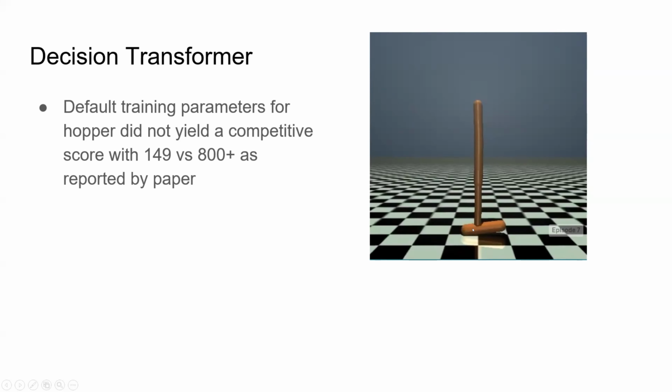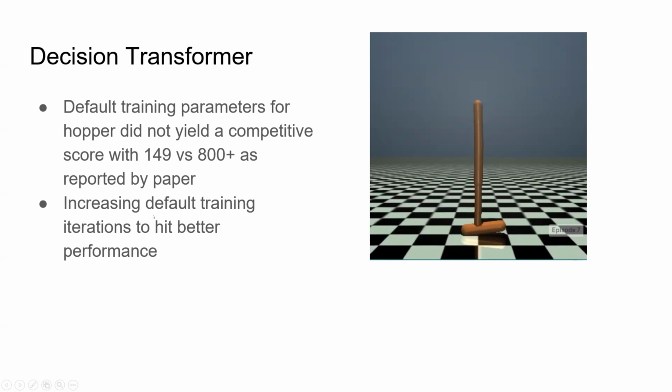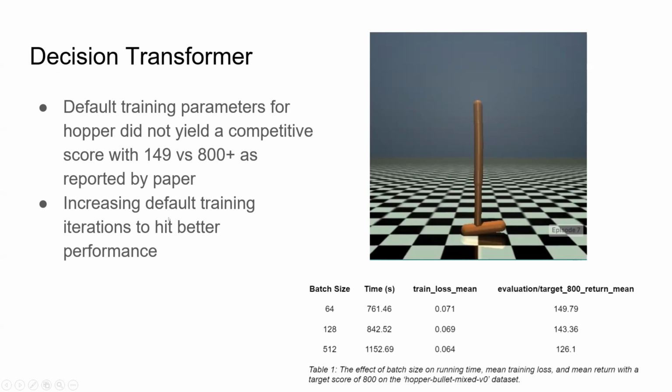And the goal of this is basically just to move this leg by hopping in the X direction as far as possible. So the paper reports like 800 plus units traveled in X, versus training with those same parameters has only given us a score of 190 or 149. So we need to improve that before we can really even say if our next approach is going to work. Again, we're going to just increase default training iterations to hit better performance.